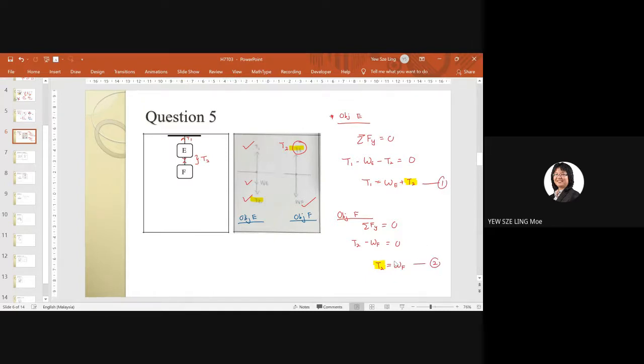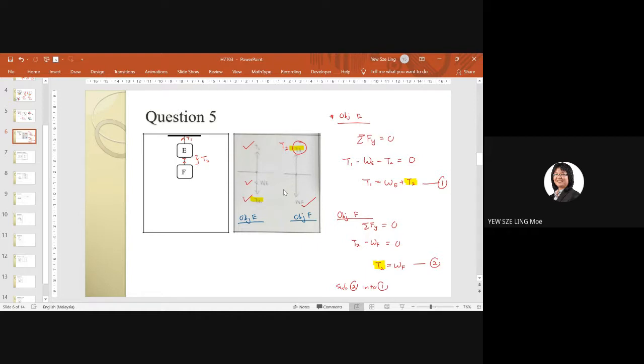If you need to combine these two equations together, if you need to join these two equations together, then what can you do? You substitute equation number 2 into equation number 1. Then you can link these two equations together. All right, you can join these two equations together.